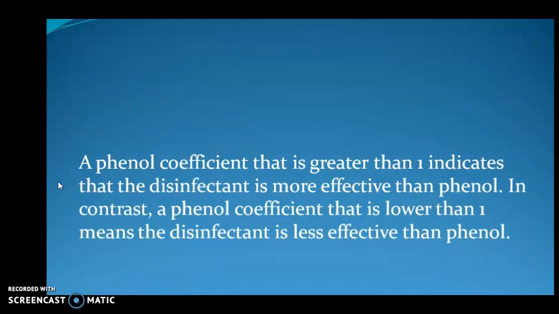And after dividing the degrees of dilution, if you get a phenol coefficient greater than 1, it indicates that the disinfectant is more effective than phenol. That is, the disinfectant under study, or the disinfectant which we have to know whether it is effective or not, will be more effective than phenol. In contrast, if we get a phenol coefficient lower than 1, that means the disinfectant under study is less effective than phenol.